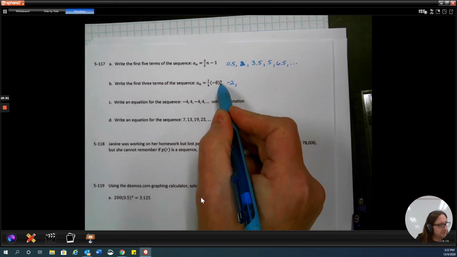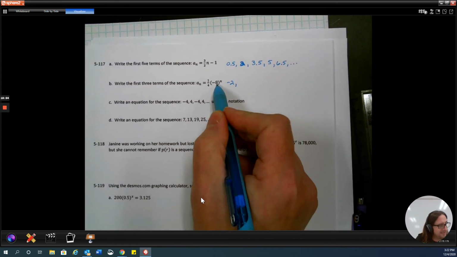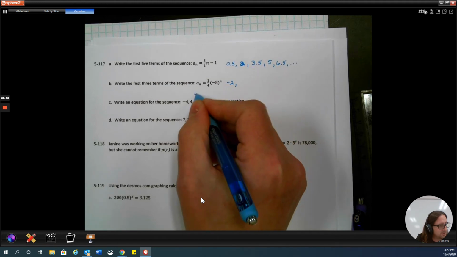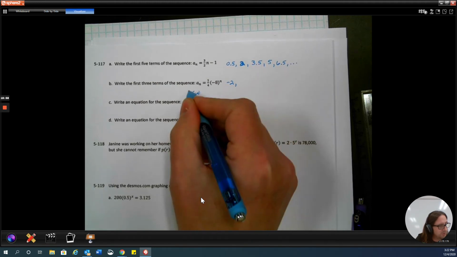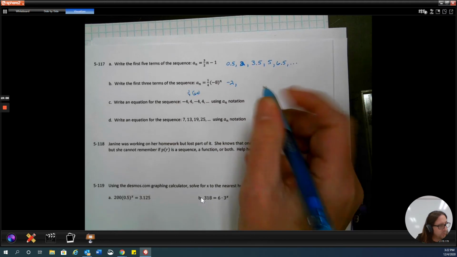Next, if I plug in a 2 here, -8 times -8 is 64, and then I'd multiply it by 1/4 or divide by 4, which would be 16.